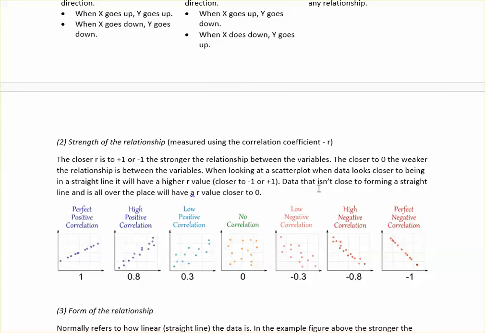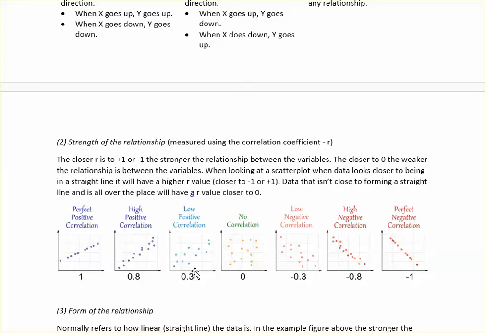Data that isn't close to forming a straight line, that is all over the place, will have an r value closer to 0. So here you can have a perfect positive correlation. Here's a +1, and see it's very close to being a straight line going in this direction. A high positive correlation, so this is an r value of 0.8, you can see it's not a perfect straight line, but it's pretty close.